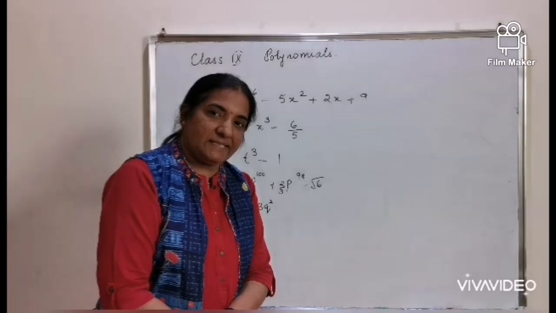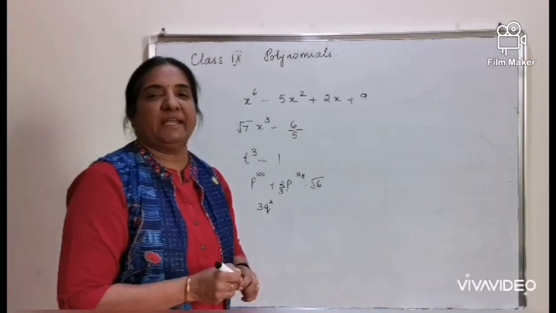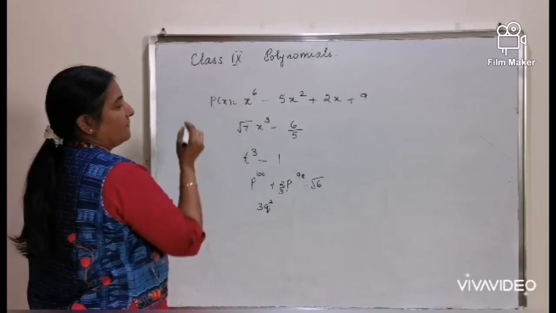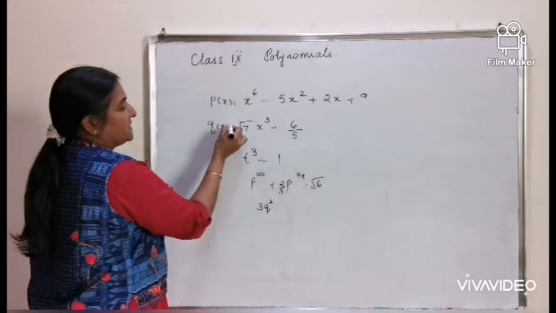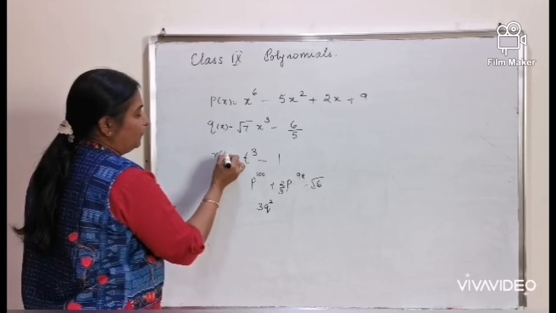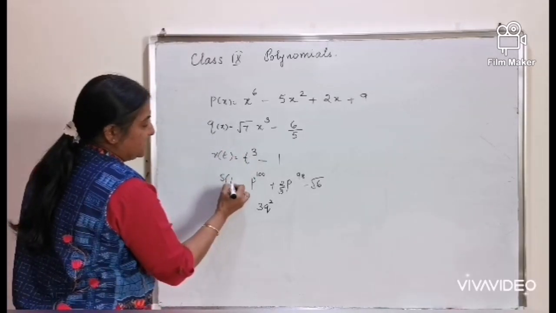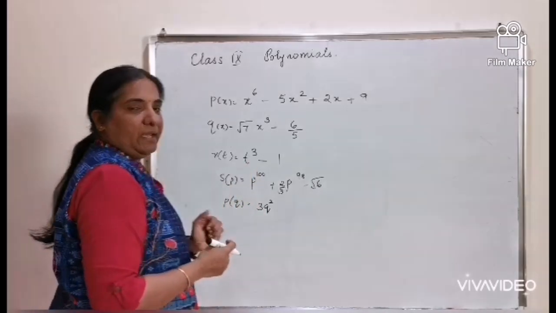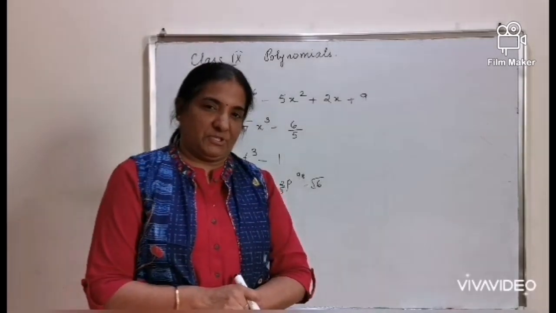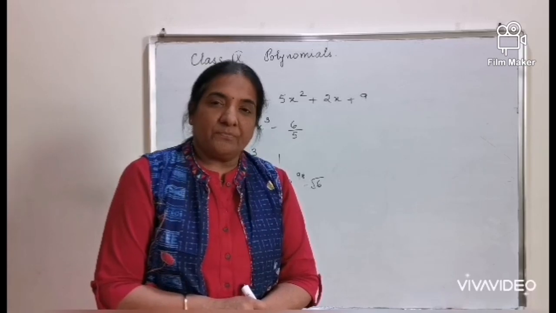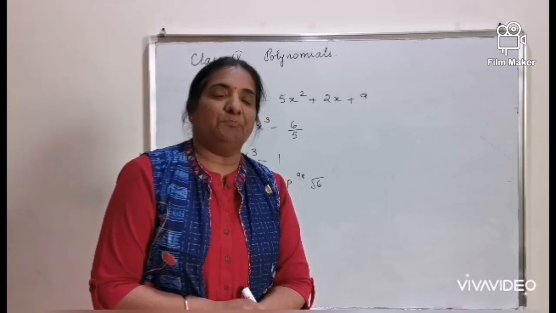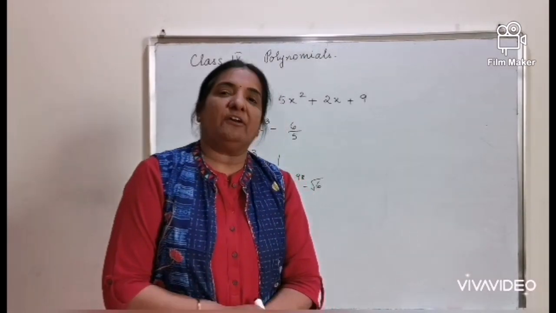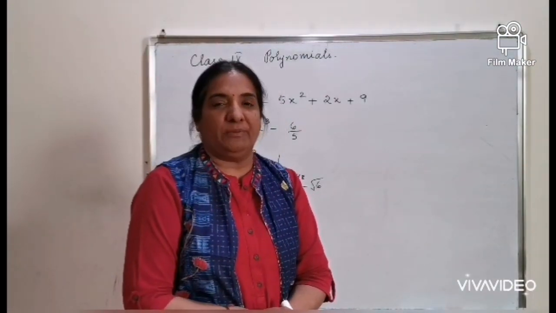How do we represent an expression in x? We can call it p of x, or q of x, or r of t, or s of p, or p of q. This is the way of reading an expression. And now, what is a polynomial? How can we define the general form of a polynomial?